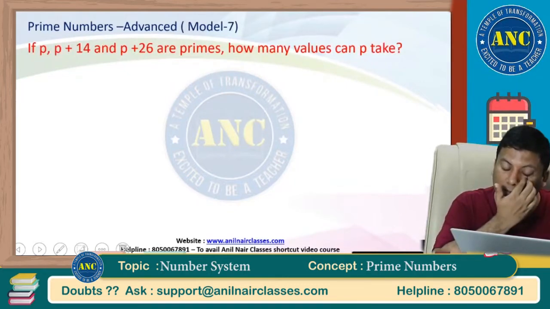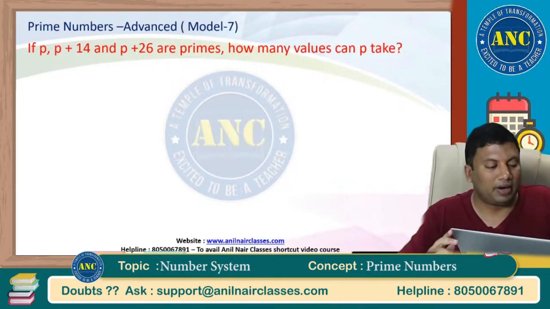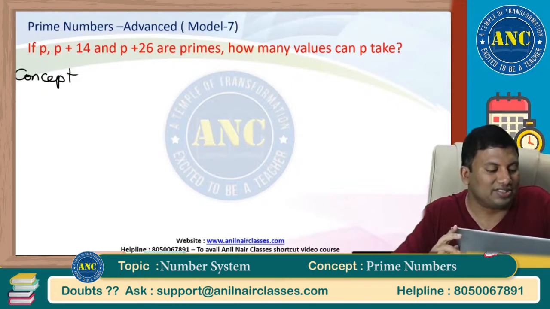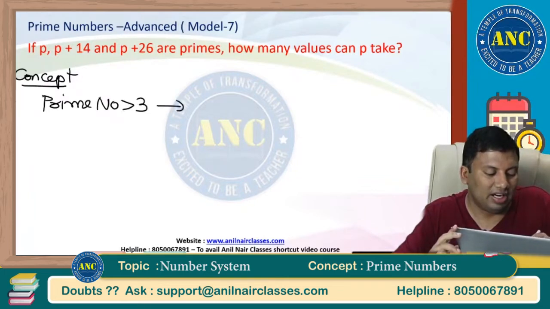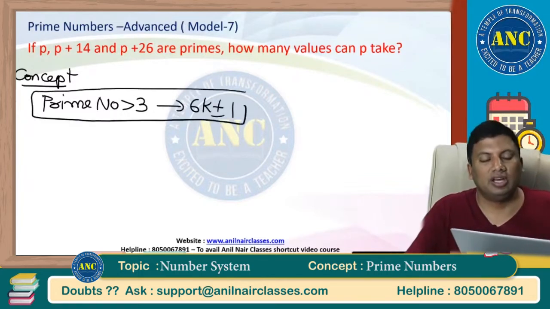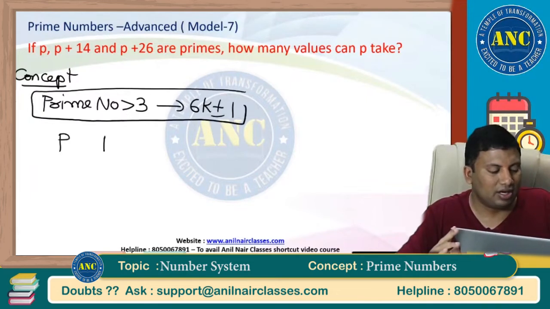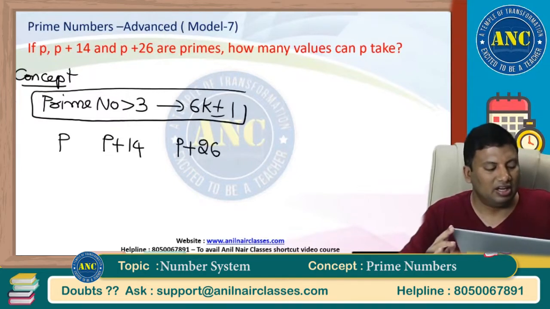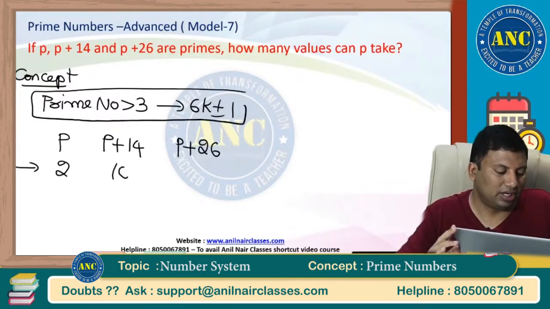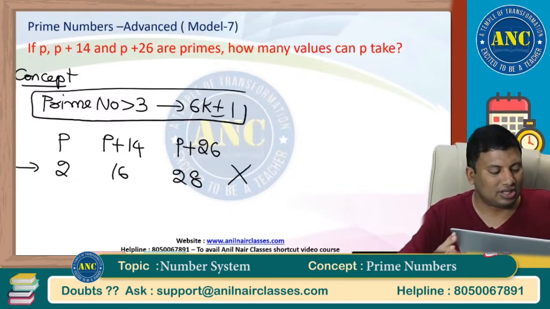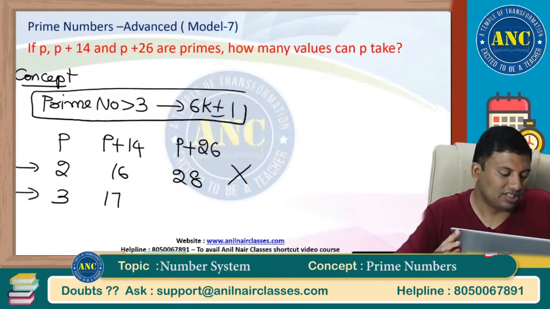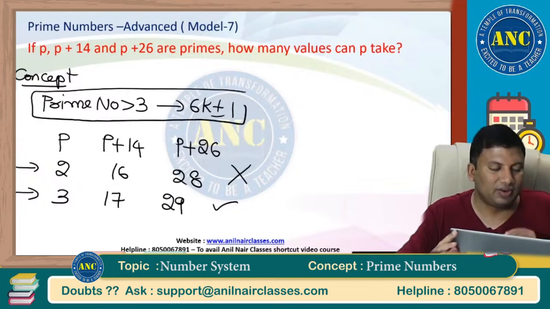Next, p plus 14 and p plus 26 are prime numbers. What is the concept that we are using? Any prime number greater than 3 is of the form 6k plus or minus 1. The numbers are p plus 14 and p plus 26. If p is 2, 2 plus 14 is 16, 2 plus 26 is 28. 16 and 28 are even numbers, not possible. If it is 3, 17 and 29, 3, 17, 29, possible.